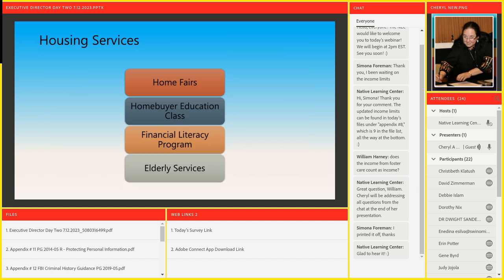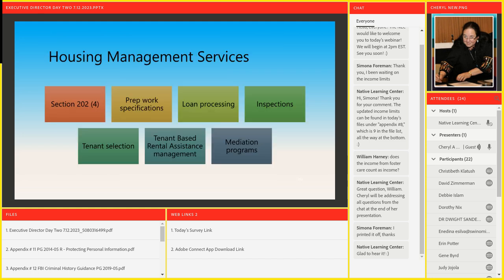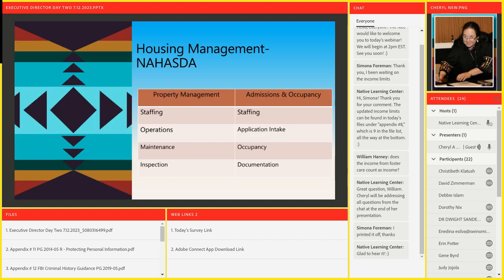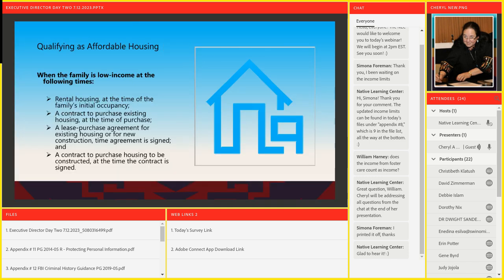Housing services include home fairs, homebuyer education classes, financial literacy programs, and elderly services. Housing management services under 202.4 include prep work specifications, loan processing, inspections, tenant selection, tenant-based rental assistance management, and mediation programs. So your NAHASDA management, or your housing management under NAHASDA, covers property management, staffing, operations, maintenance, and inspection, your admission and occupancy functions, staffing, application intake, occupancy, and documentation.